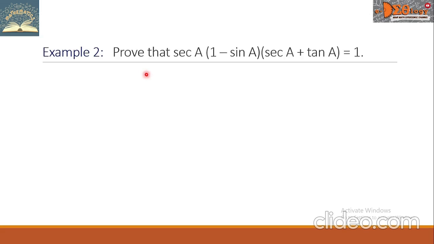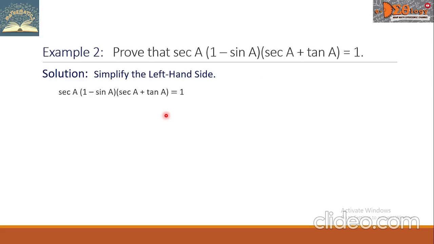Example 2. Prove that secant A times the quantity 1 minus sine A times secant A plus tangent A all equal to 1. Let us copy this problem down here. Now let us simplify the left-hand side. What we're going to do here is we express all ratios in terms of sine or cosine.